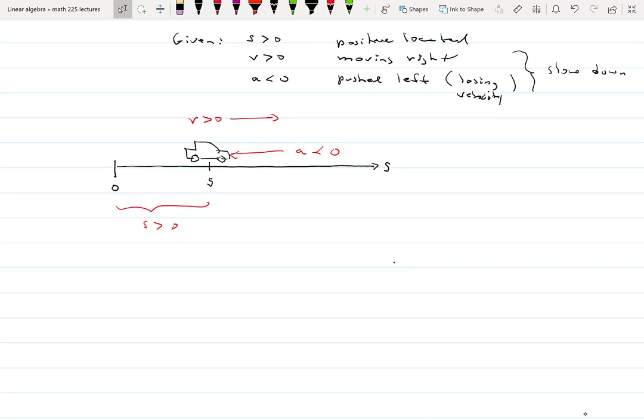Acceleration is less than zero. It always means you're losing velocity. Your velocity is decreasing. Always, always, always. Well, at least on a straight line.